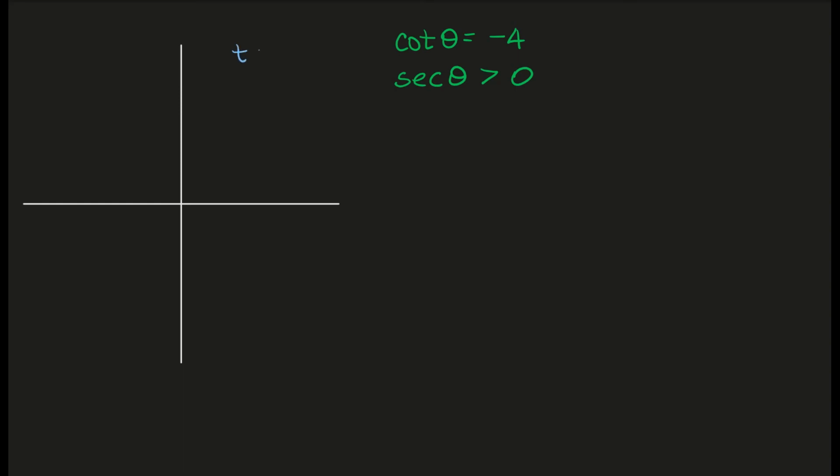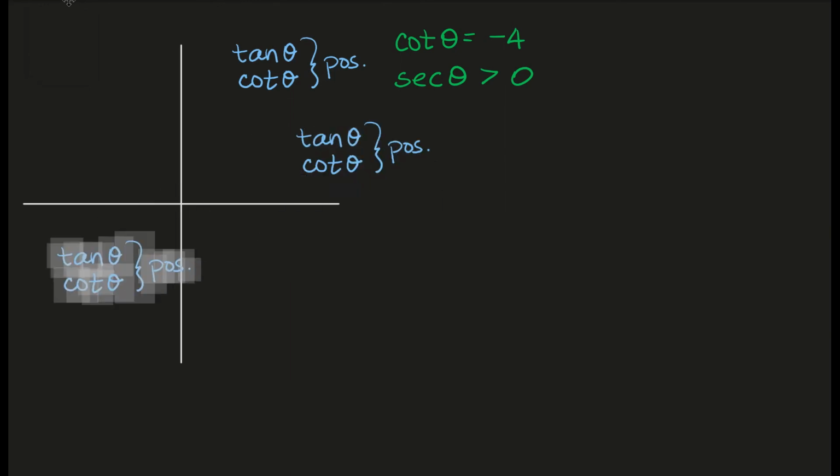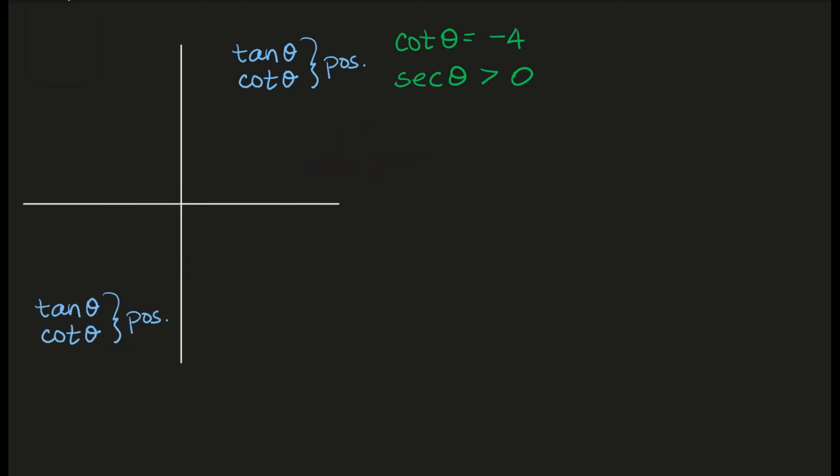So here, tangent and cotangent are positive. So I'm going to copy this, and then I'll move it down here as well. So tangent and cotangent are positive in quadrants 1 and 3, which means they're negative in 2 and 4. So 2 here, 4 here. Well, we have to know where we have to draw our triangle. That's where this value comes in. Secant, which is the reciprocal of cosine, is greater than 0.